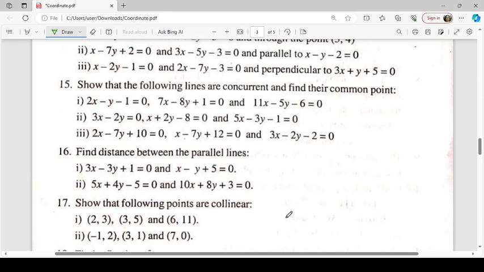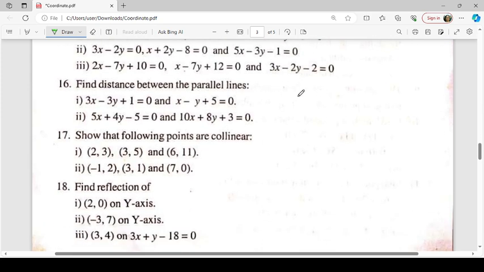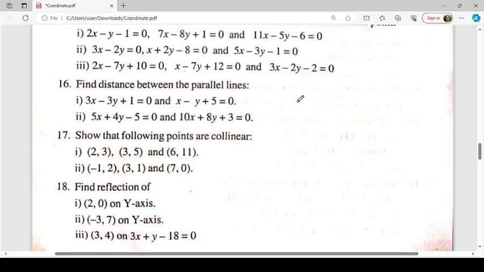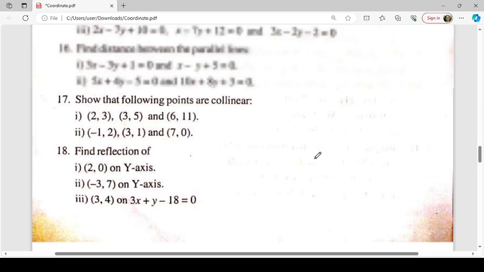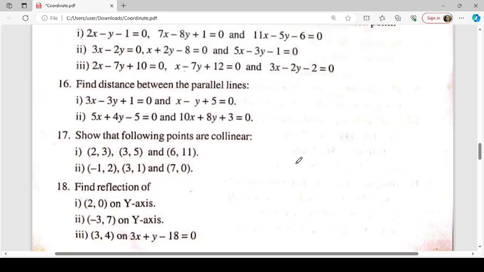Then concurrent points you can find, and find the distance between the parallel lines. You can find the distances between the two parallel lines, then show that the following points are collinear, reflection on a point. So these are the different types of problems.